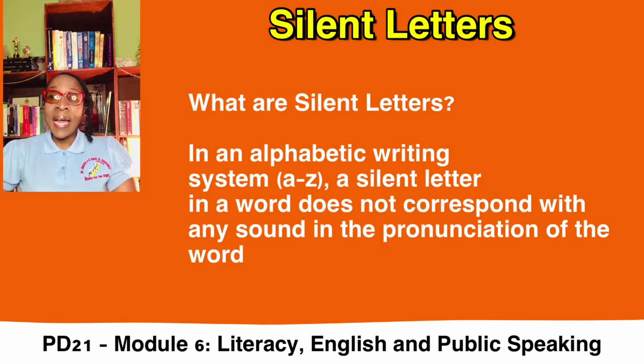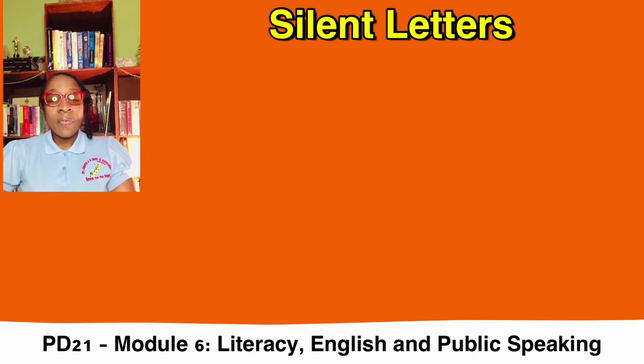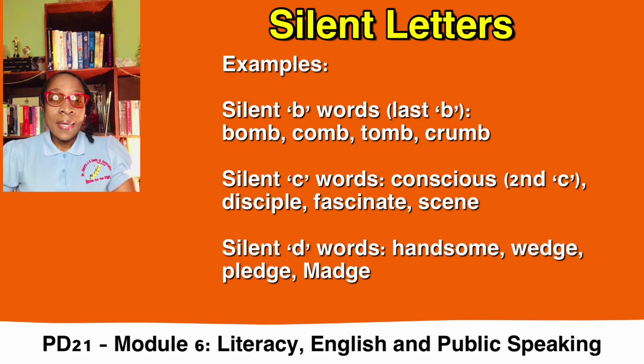In an alphabetic writing system, A to Z, a silent letter in a word does not correspond to any sound in the word pronunciation. For example, let's look at silent B words. Bomb, B-O-M-B, bomb. Have you noticed that the last B is silent? Similarly, the last B in comb, C-O-M-B, tomb, T-O-M-B, crumb, C-R-U-M-B, is silent.